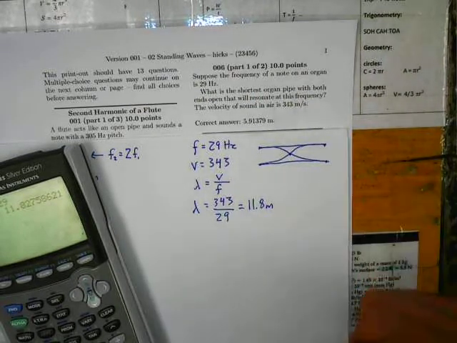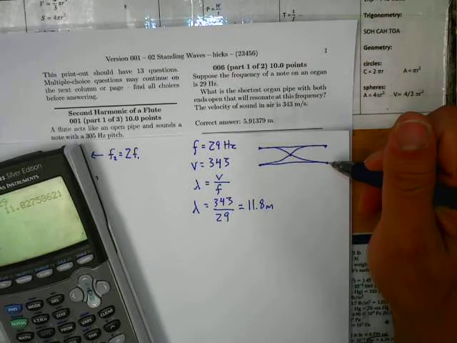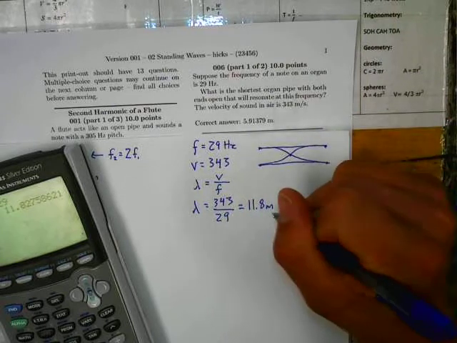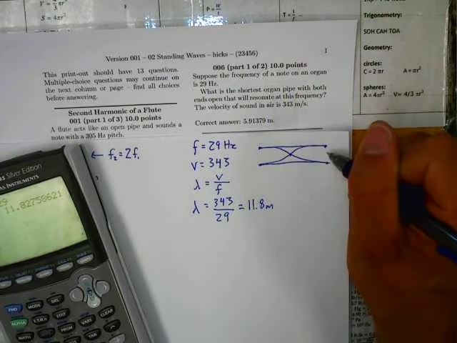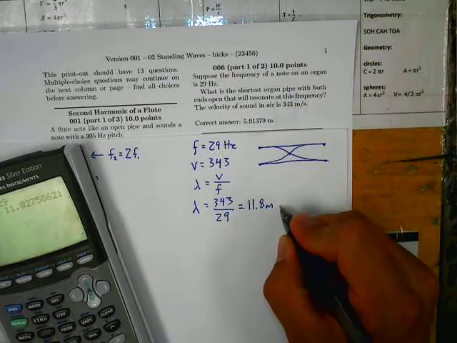But this right here is, for the fundamental, only half of a wave. So I don't need the pipe to be that long. I only need half of that. So then I'm just going to divide this by 2.